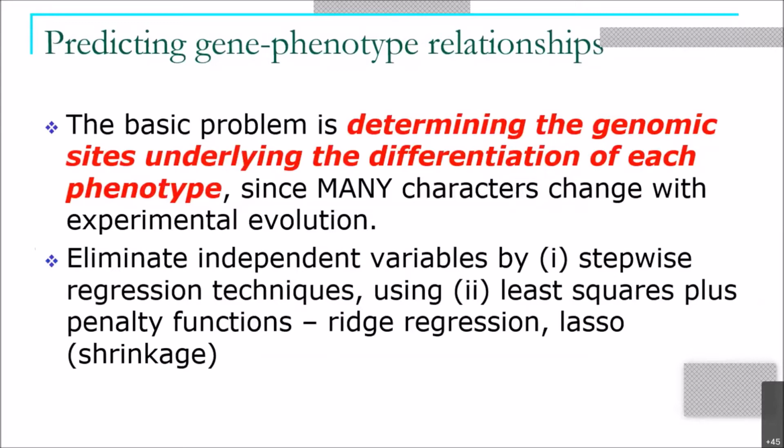And just to give a hint of what's to come, our basic approach to solving this problem is to use stepwise regression techniques, which of course feature a minimization of squared deviations. And we're going to be talking about the addition of penalty functions, in passing ridge regression and primarily the Lasso technique, to shrink the variable complexity problem that we're dealing with.